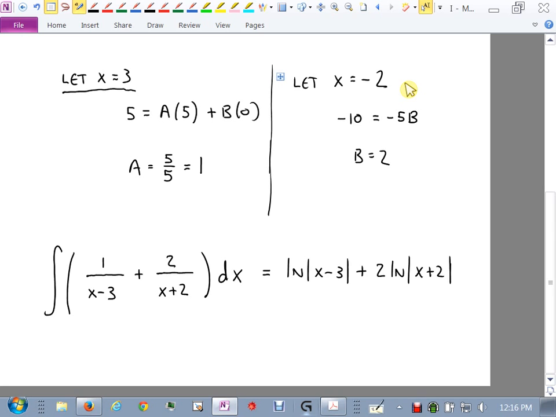I'd like to show you one example of the repeated linear factor, and then what we'll do is, if there's time, we'll do a little in-class assignment. You know, if not, we might not have enough time. We'll just see how long this takes.